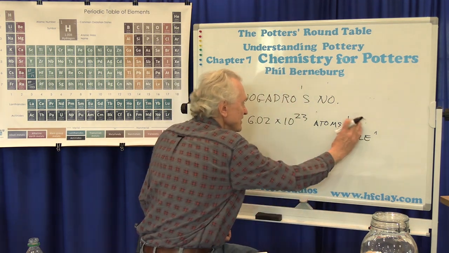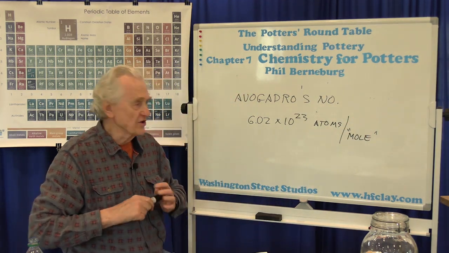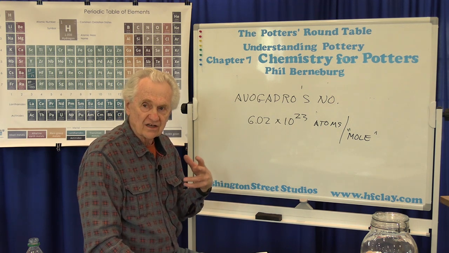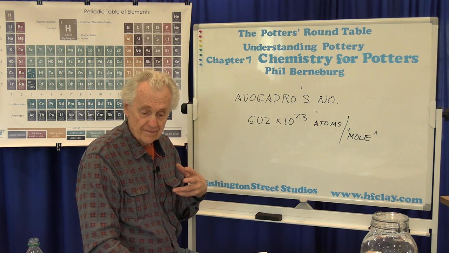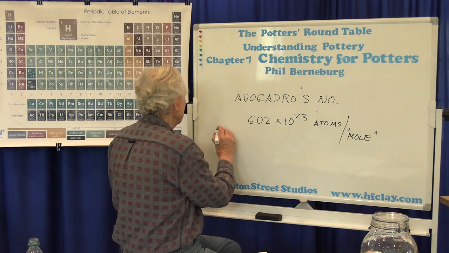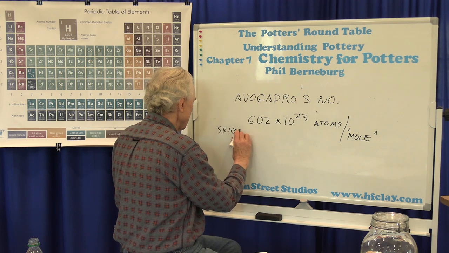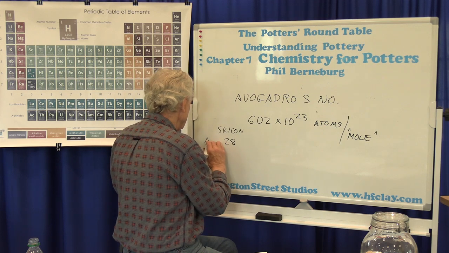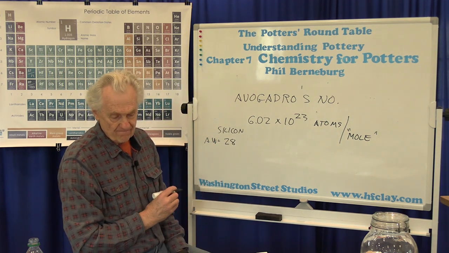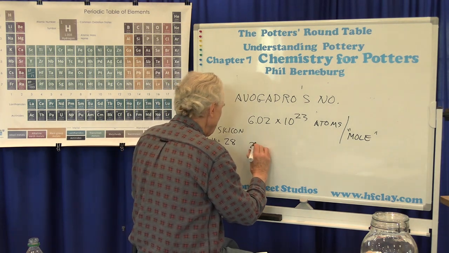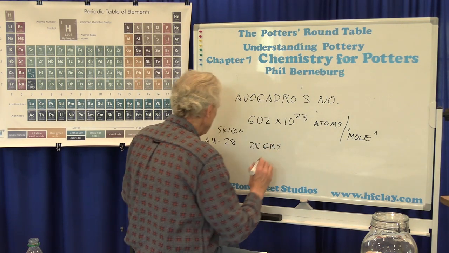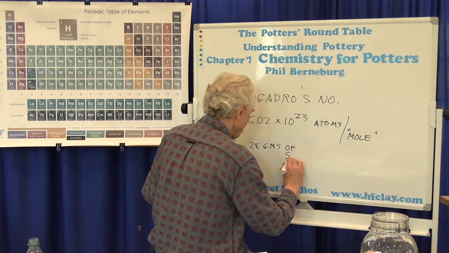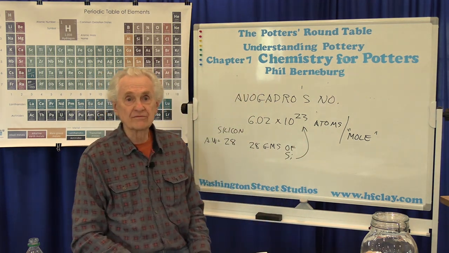A mole, besides being a little fuzzy brown animal that gets into your garden, chemically, a mole is the atomic or molecular weight of something expressed in grams. So let's give an example. If I have silicon, and the atomic weight is, I'll round it off, 28. So if I have 28 grams, that's the atomic weight in grams. If I have 28 grams of silicon, I have that many atoms of silicon.